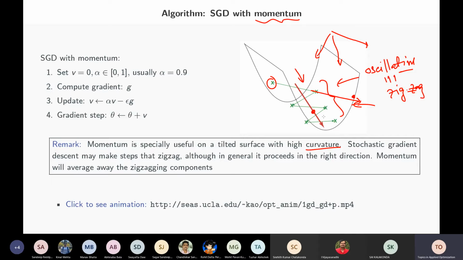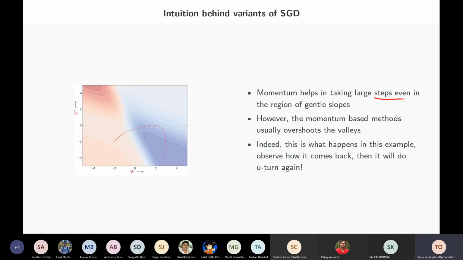So in some sense, we can take larger steps and we don't get off track. That's even in the region of gentle slopes. However, momentum based methods usually overshoot the valley. In this example, if you can see, it starts from here and then it overshoots. The reason why it will overshoot, I can explain shortly.